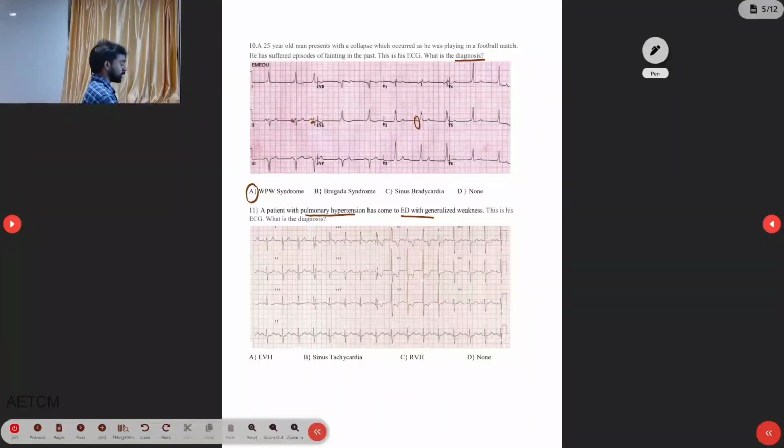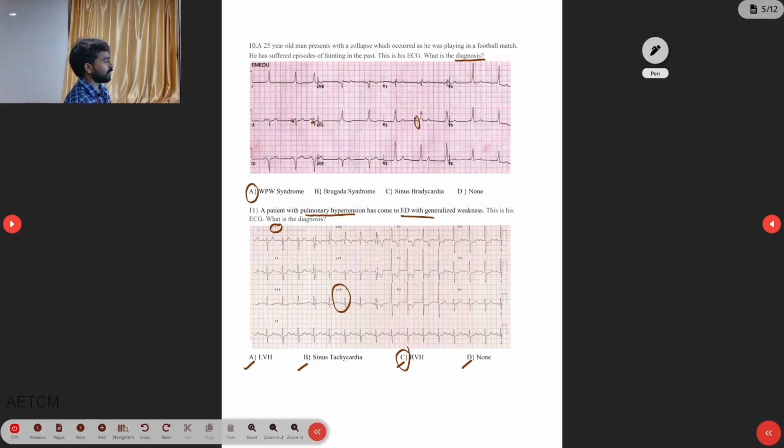Option A is LVH, left ventricular hypertrophy. Option B is sinus tachycardia. Option C is right ventricular hypertrophy, and option D is none. So the answer for this 11th one is right ventricular hypertrophy. Here we can see a lot of ECG changes. This ECG shows right axis deviation. In lead I you can see negative waves, and in aVF you can see positive waves. That's why it is right axis deviation.